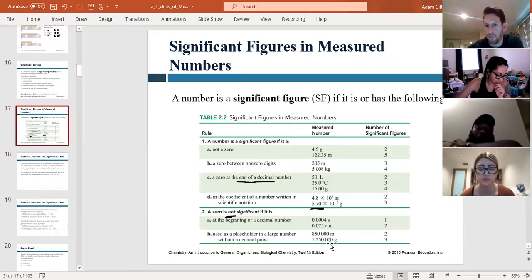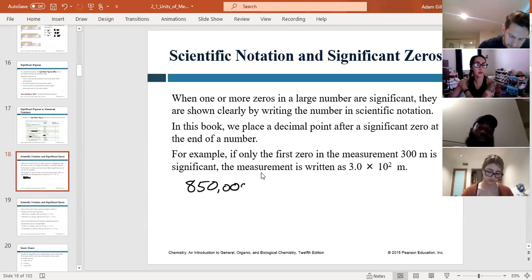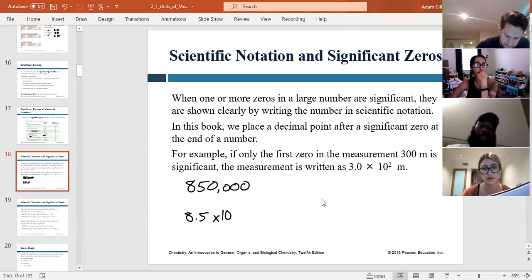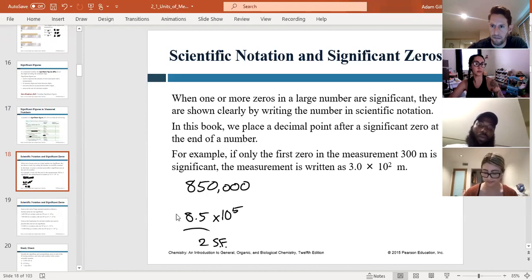So a lot of times when you have a huge number like this with a bunch of zeros, if they're not significant, when you write it in scientific notation, it makes more sense, right? So let's take a look at 850,000. If we were to write this in scientific notation, what would it be? 8.5 times 10 to the 5th power. Yep. And so how many sig figs do we have? 2 sig figs. This also has 2 sig figs, right? Okay. So it makes more sense when they're written in scientific notation because you can easily see the significant figures.